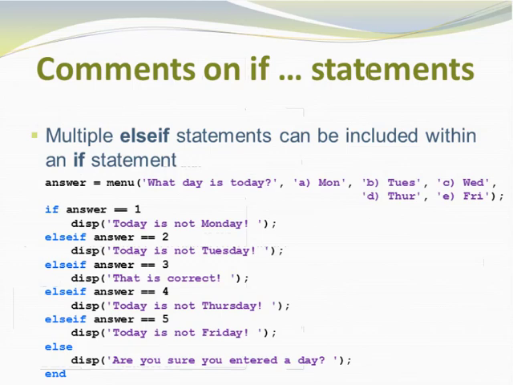So here we say, what day is today? The user can select Monday, Tuesday, Wednesday, Thursday, or Friday. So if the user selected Monday, the answer would be 1, and we could say today is not Monday. Apparently, we are viewing this video on Wednesday, right? Because you can see there for that second else if statement, if the answer is equal to 3, then we display that as correct. So if the user selected answer 1, we would do what's in the if statement. If the user selected Tuesday or answer 2, we would do what's in the first else if, and so on. Okay?